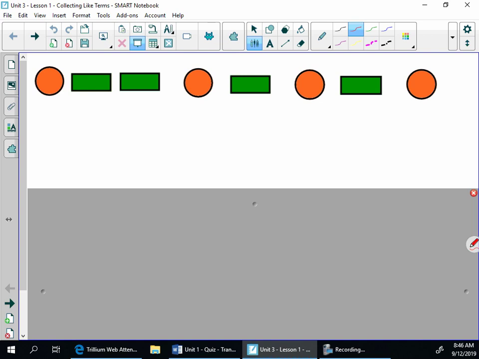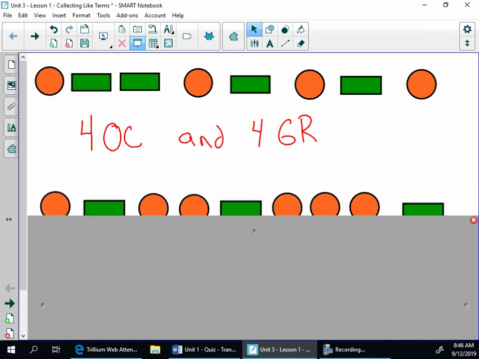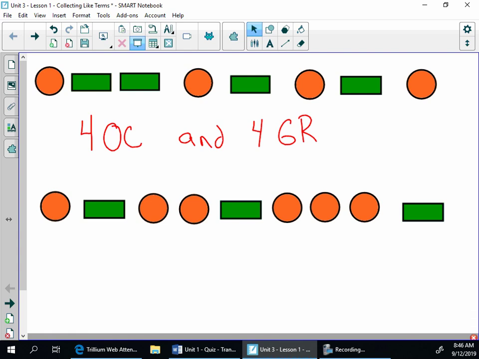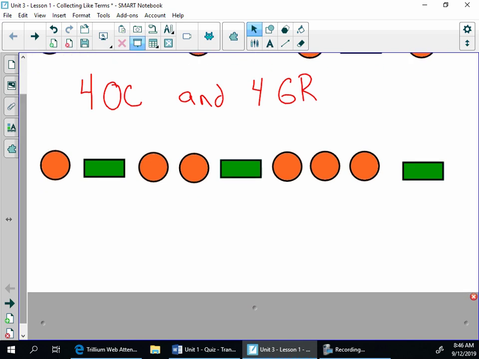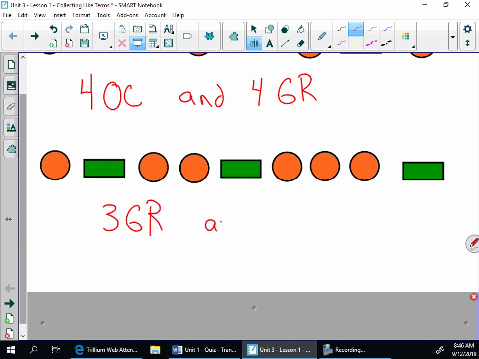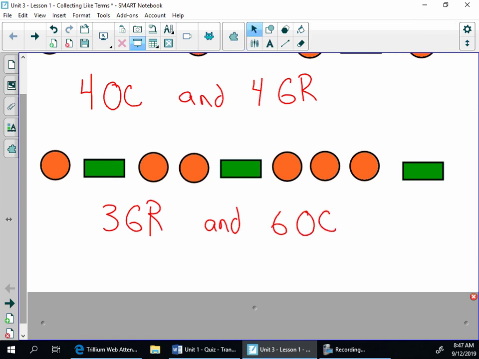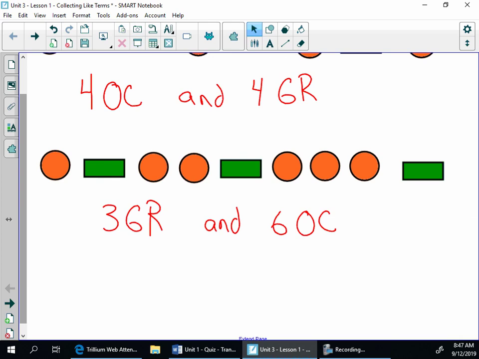I'm hoping you'd say you have 4 orange circles and 4 green rectangles. Look at the next set. What do you see here? Again, I'm thinking if we look at this, we have 3 green rectangles and 1, 2, 3, 4, 5, 6 orange circles. It doesn't matter the order you describe them in, just the kinds of things that they are, the way you describe them.